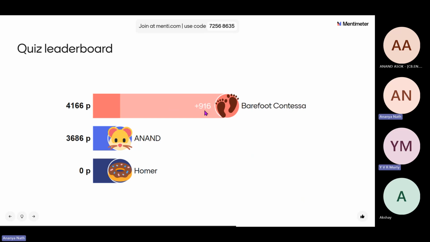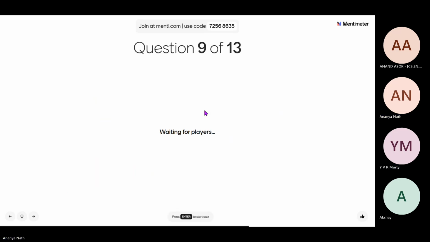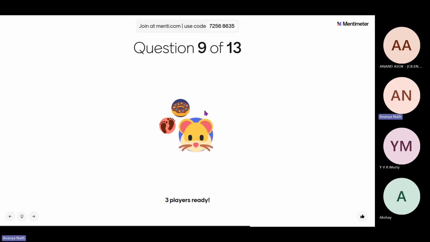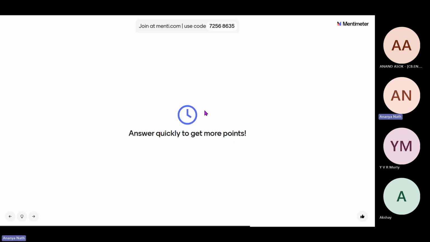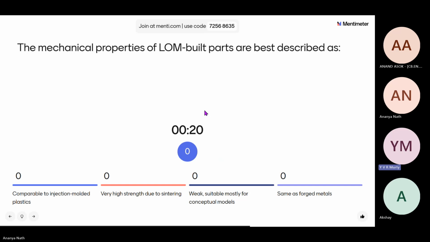Yeah, one contestant who is going up and up and up. With barefoot. Barefoot. Ninth question. We still have more questions to cover. Answer fast, quickly.